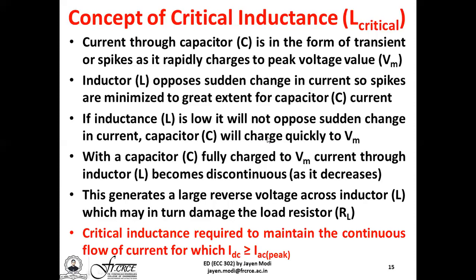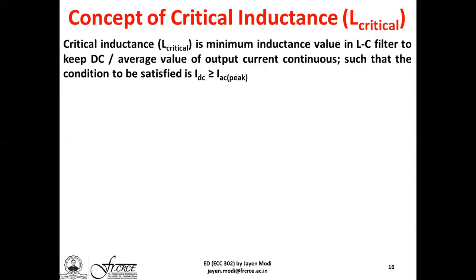DC current is nothing but the current which is supplied by the inductor, as well as the AC current is nothing but the peak current which is through the capacitor. So when we are talking about critical inductance, it is the minimum inductance value in a typical LC filter to keep the average or the DC value of the output current continuous, such that the condition to be satisfied is IDC should be more than or at least equal to IAC peak.